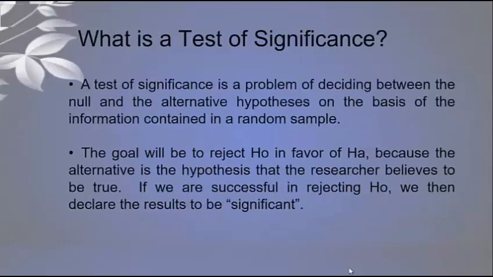What is a test of significance? A test of significance is a problem of deciding between the null and the alternative hypothesis on the basis of the information contained in a random sample. The goal will be to reject its null in favor of its alternative, because the alternative is the hypothesis that the researcher believes to be true. If we are successful in rejecting its null, we then declare the result to be significant.